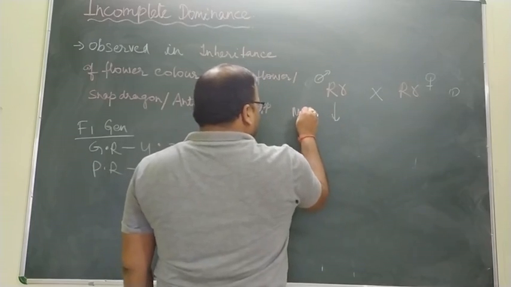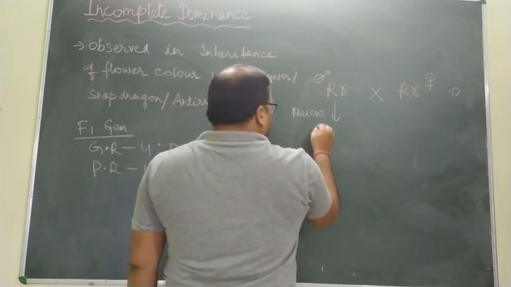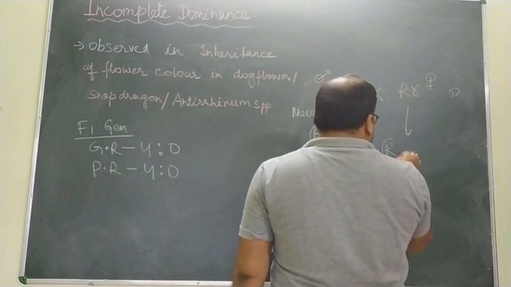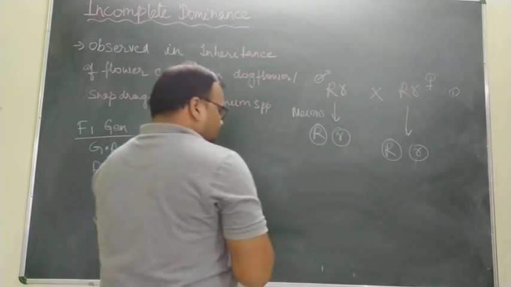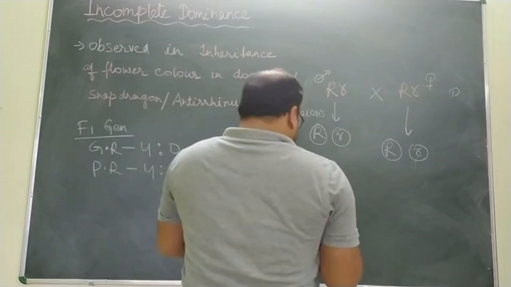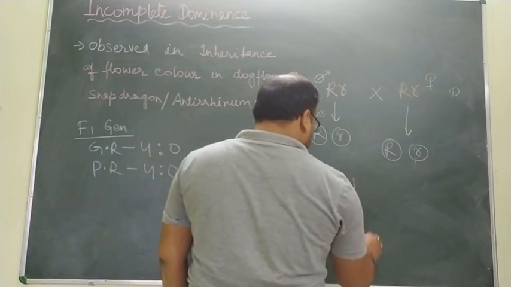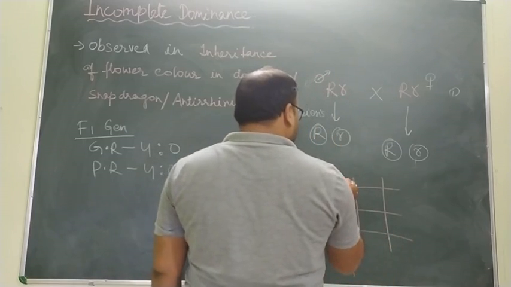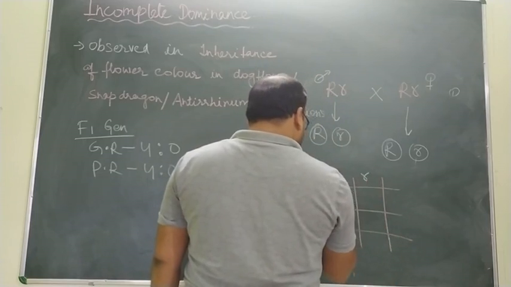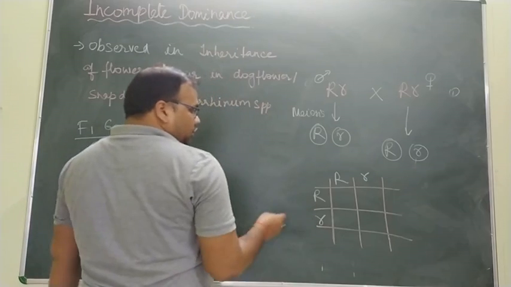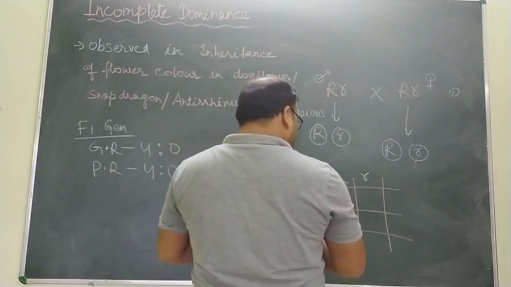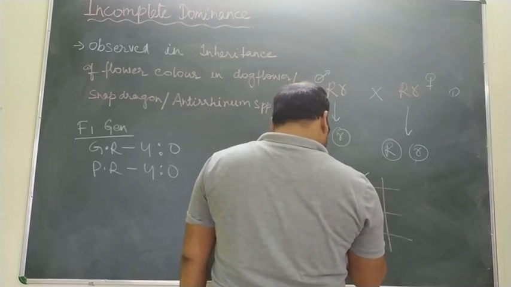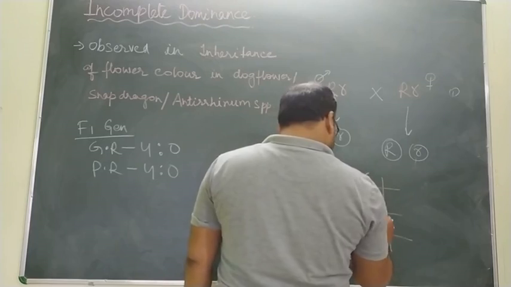After meiosis, the gametes will be formed, capital R, small r. Here also the gametes will be formed, capital R, small r. And when these gametes fertilize, they form the offspring. So here it is capital R, small r, capital R, small r. The genotype of offspring in F2 generation is going to be capital R capital R, capital R small r, capital R small r, small r small r.